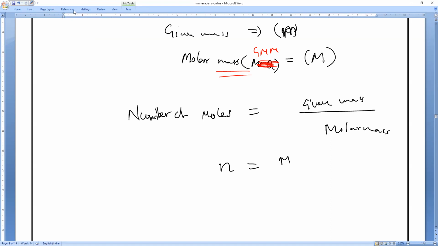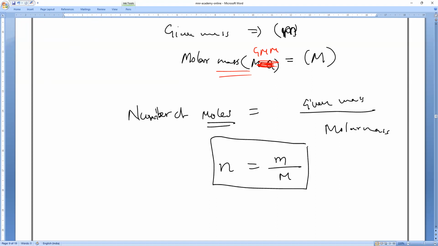How can we find the mole concept, sir? If you want to find the number of moles, you have to divide the given mass by the molar mass, so that you will get how many moles are present in the given substance. So what is the first formula, everybody? Number of moles is equal to given mass divided by molar mass.